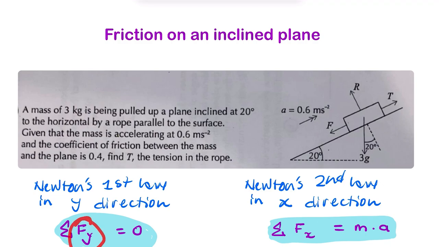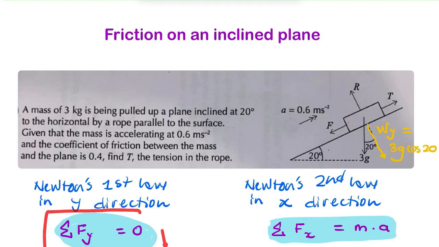So in the y direction, we only have two forces. We have the normal reaction force and we have a component of the weight. So this component of the weight, I'll draw it here in yellow. So this component of the weight, Wy, is just the weight times cosine 20. Okay, so I'll write that out. That's equal to 3g cosine 20.